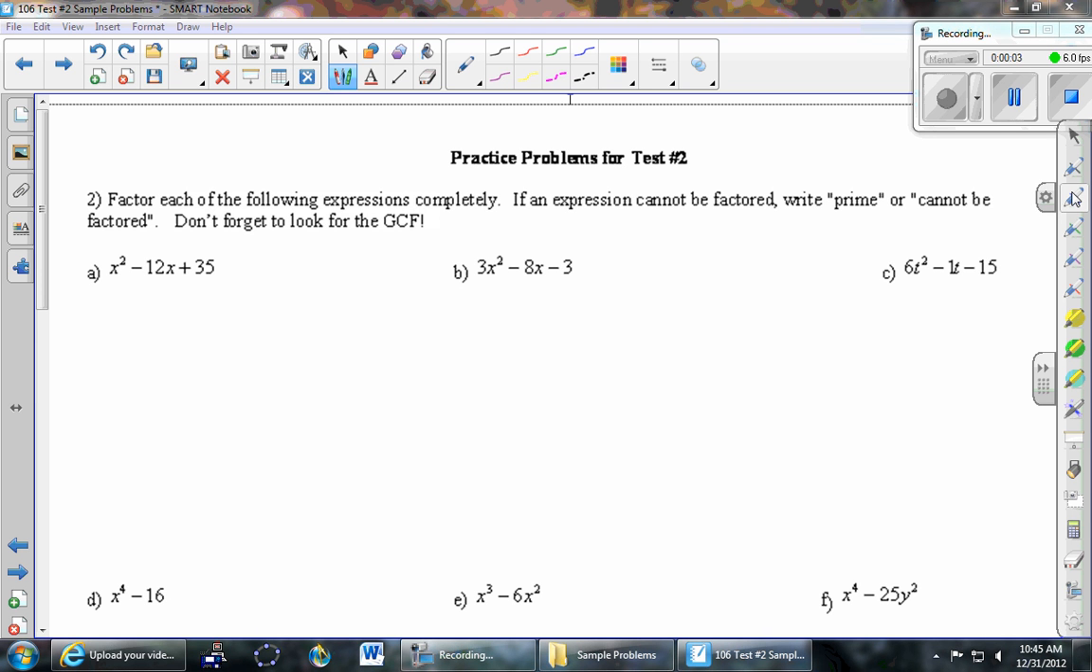This is question number 2 on the practice problems for test number 2. Factor each of the following expressions completely. If an expression cannot be factored, write prime or cannot be factored. Don't forget to look for the GCF.